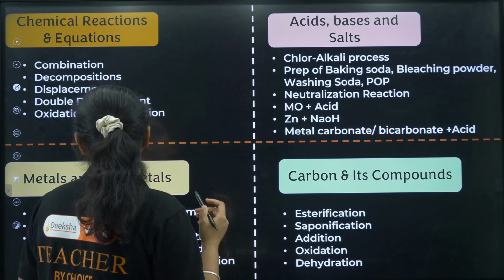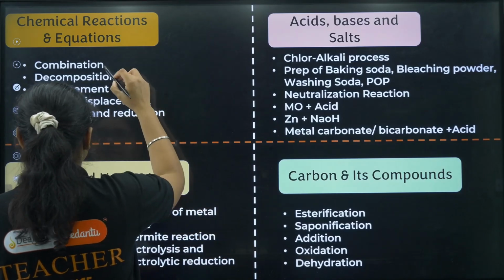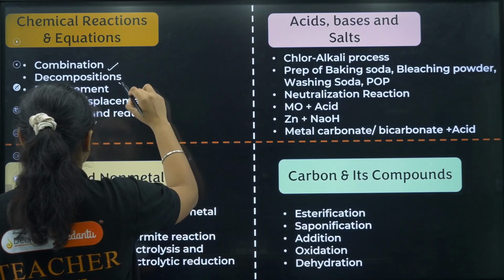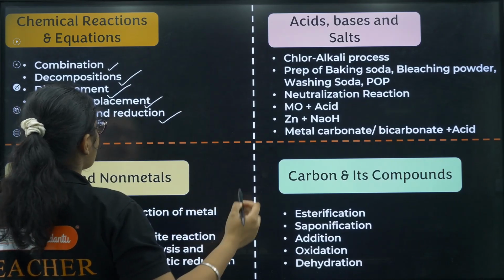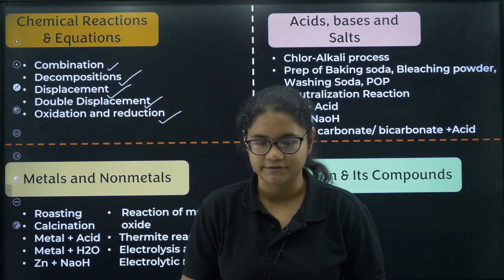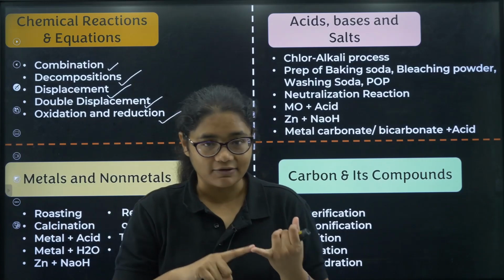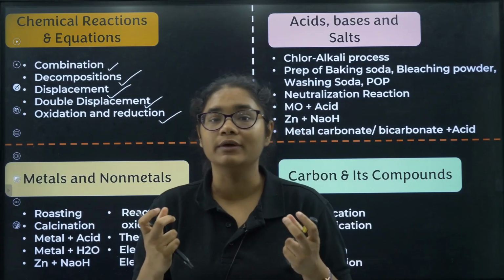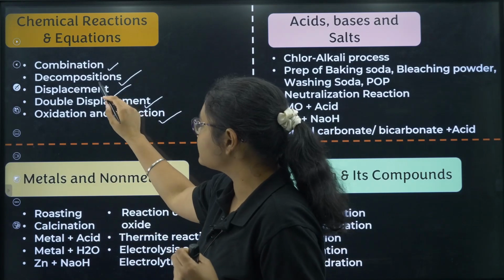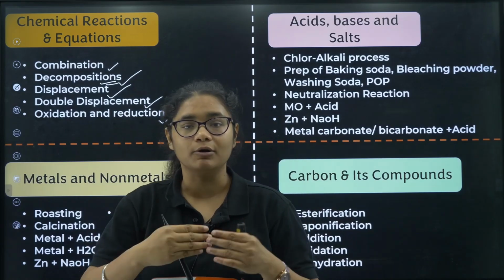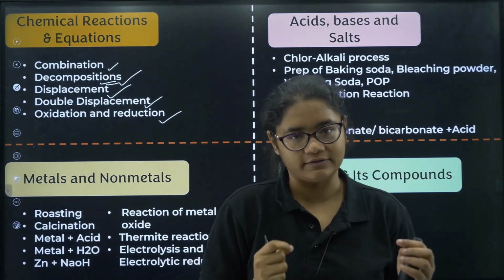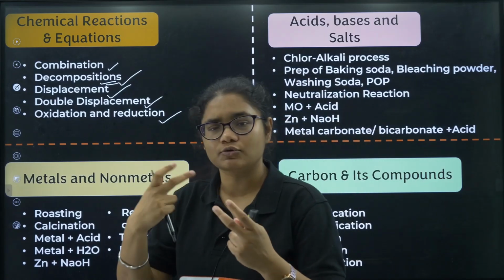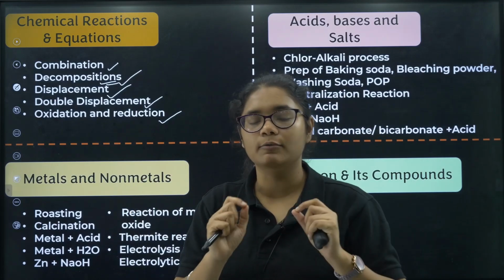So in the first one, that is your chemical reactions and equations, you should be knowing combination reactions, decomposition reaction, displacement, double displacement, oxidation and reduction reactions. Okay, so you should be knowing their definitions and at least 1 or 2 examples. Now coming to decomposition reactions, you should be knowing about the 3 types of decomposition, that is heat, light and electricity, right?